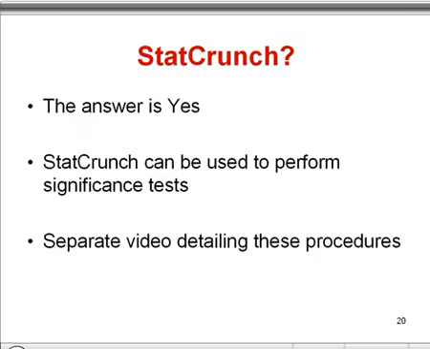You will be glad to know that StatCrunch can be used to perform statistical inferences. It provides output on both test statistics and p-values. So all you need to do is state the appropriate null and alternative hypothesis and leave the calculations to the computer. In a separate video, I will walk you through this process.